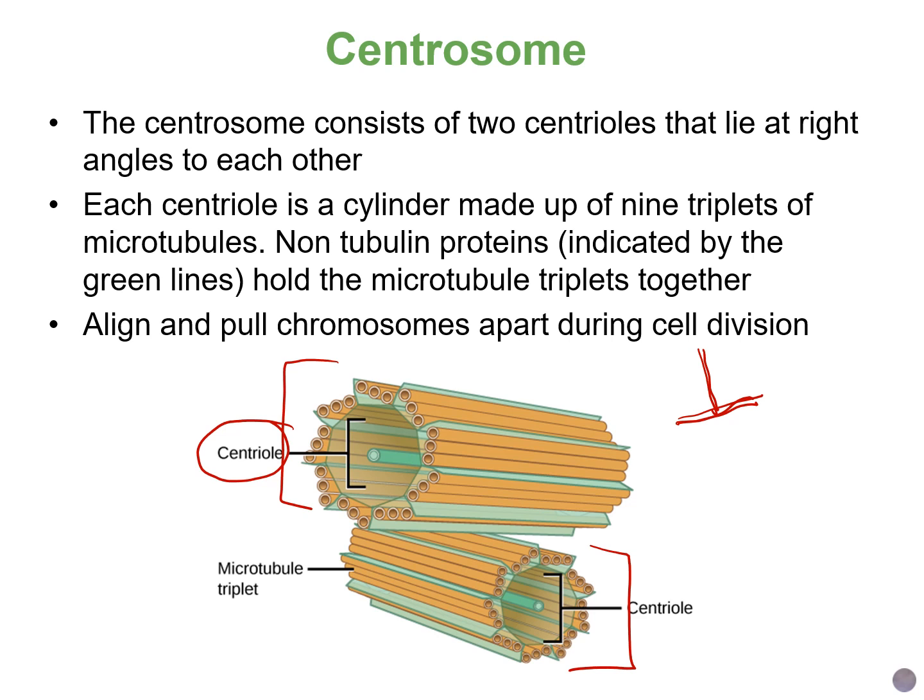Each centriole is made of 9 triplets of microtubules. So microtubules are these orange straw-like structures. These are actually proteins. And I see 9 triplets produce a centriole. And each of these triplets is connected to one another by the green, flat, non-tubulin proteins shown here. Their main purpose is to align and pull chromosomes apart during cell division. So when the cell is about to divide, all of the chromosomes are duplicated, and then they're pulled apart, so they're going to be separated into their 2 daughter cells.